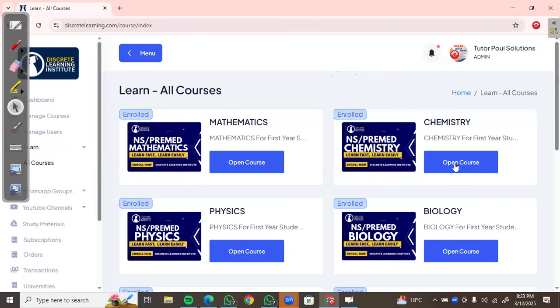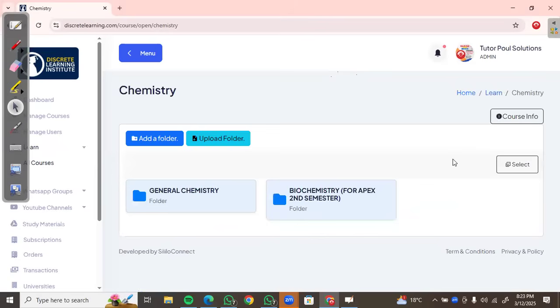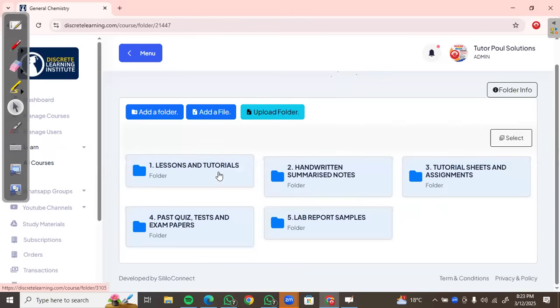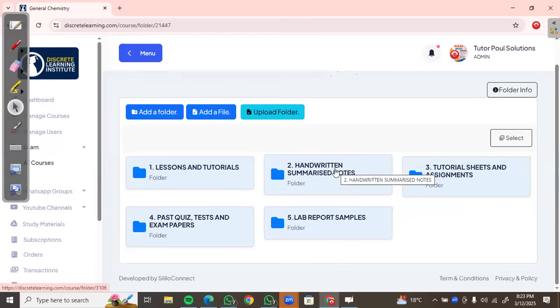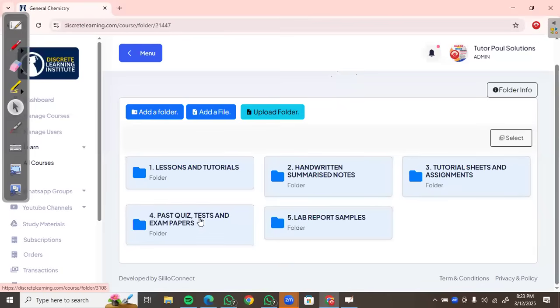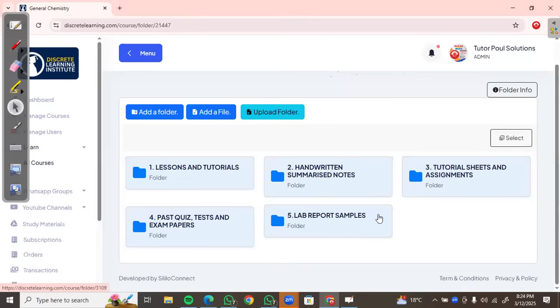For example, if you open this course for chemistry, you're going to go to general chemistry here. And then once you are here, you're going to find lessons and tutorials. That's where we have the topic lessons, the videos, the notes, everything that you need to know. And then we also have handwritten notes here, very simplified, very explained. You can read them to understand concepts. And then here we have the tutorial sheets. There we have the past quiz, test, and exam papers. Here we have the lab report samples.